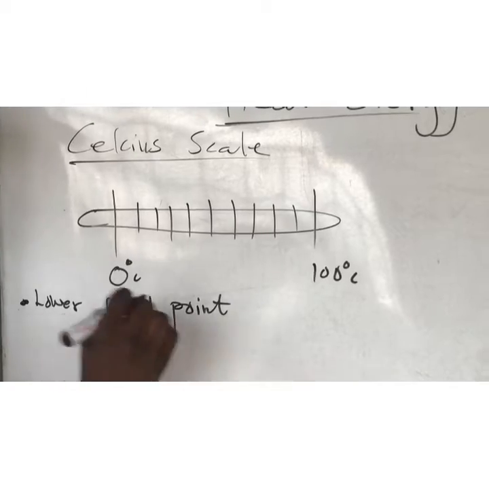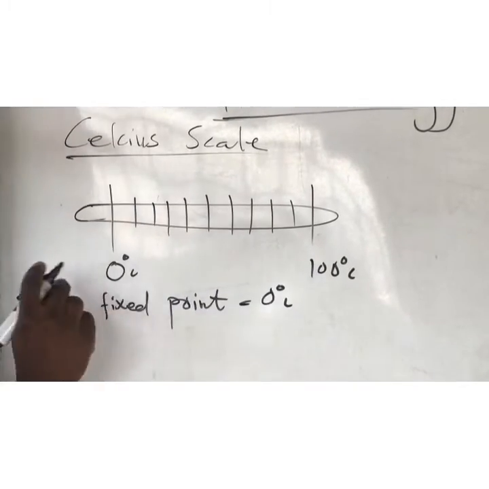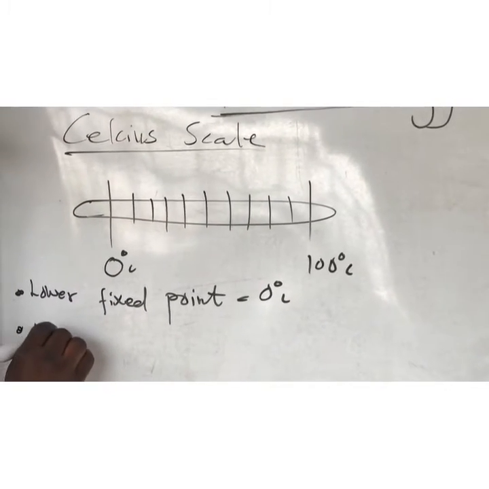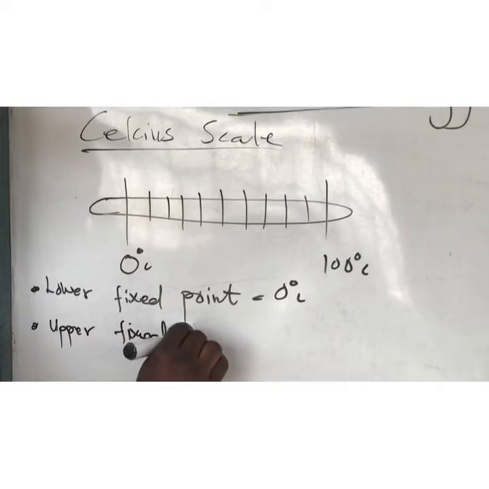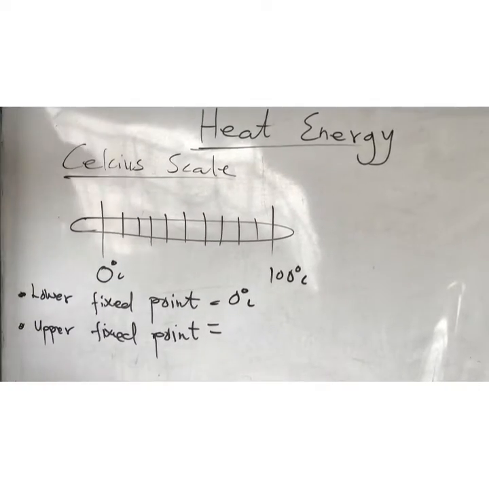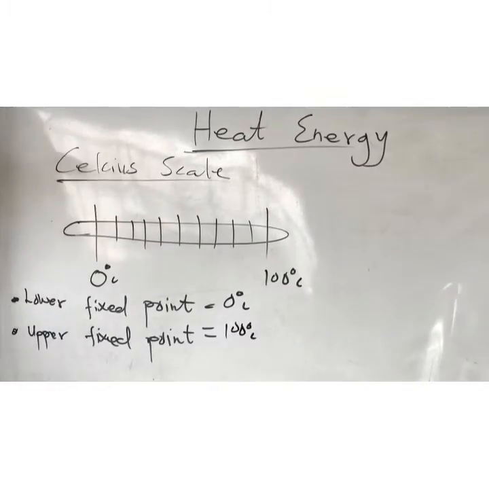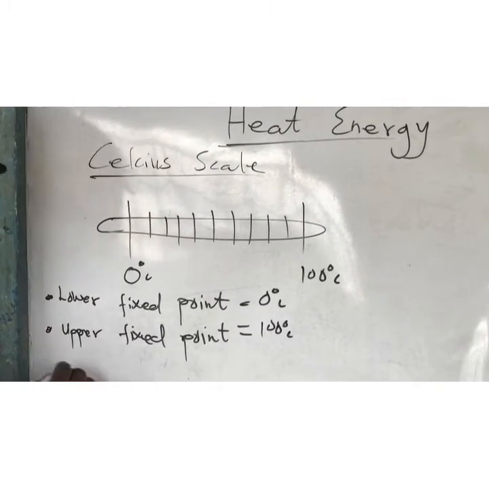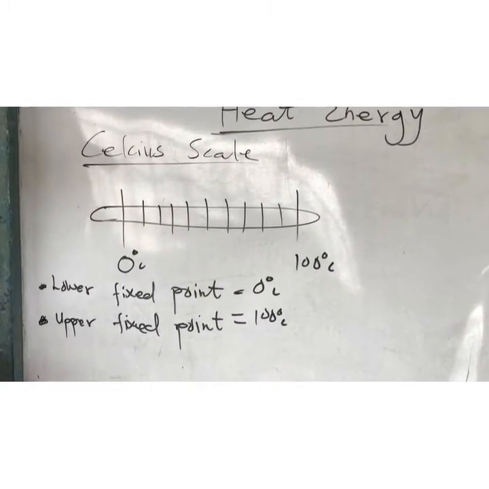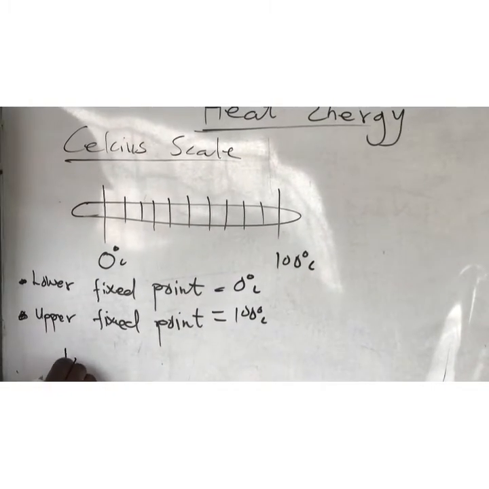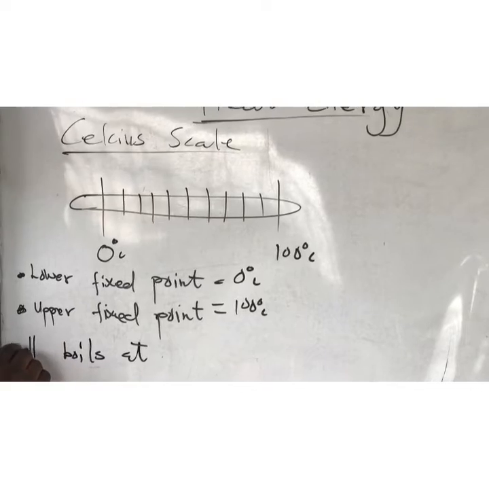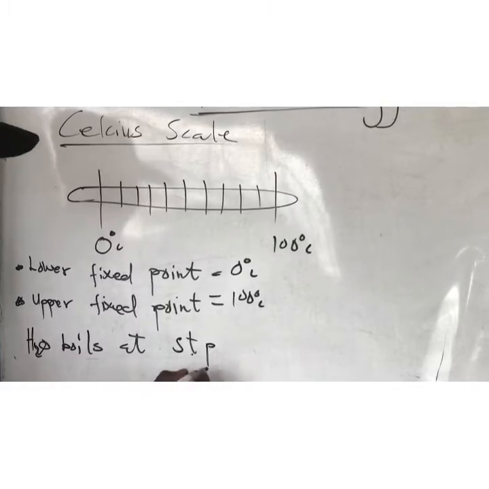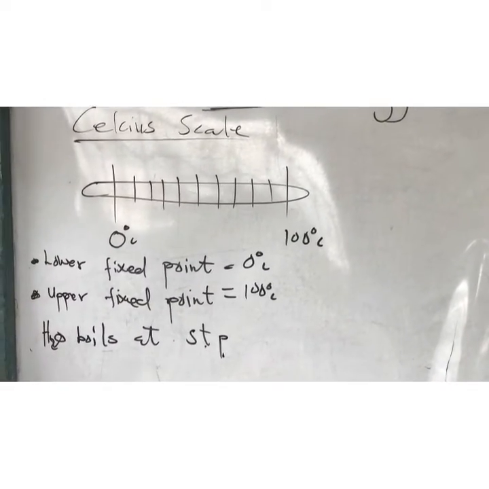So when we have the 0 degrees Celsius, it is the lower fixed point. And then we have the upper fixed point, which is the 100 degrees Celsius. It is the temperature at which water boils. Now, this is with a condition: the upper fixed point is the temperature at which water boils at STP, meaning temperature and pressure are remaining constant. That is the upper fixed point.